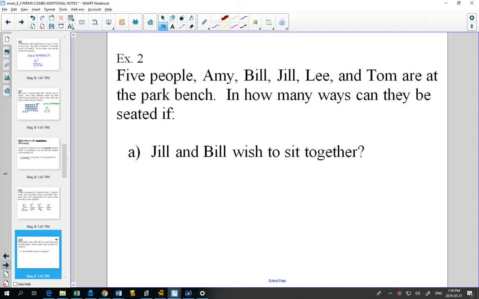5 people, Amy, Bill, Jill, Lee, and Tom, are at a park bench. How many ways can they be seated? And of course, it's springtime. Jill and Bill wish to sit together. So this is a grouping question, because you've got Jill and Bill as one group, and then Amy, Lee, and Tom.